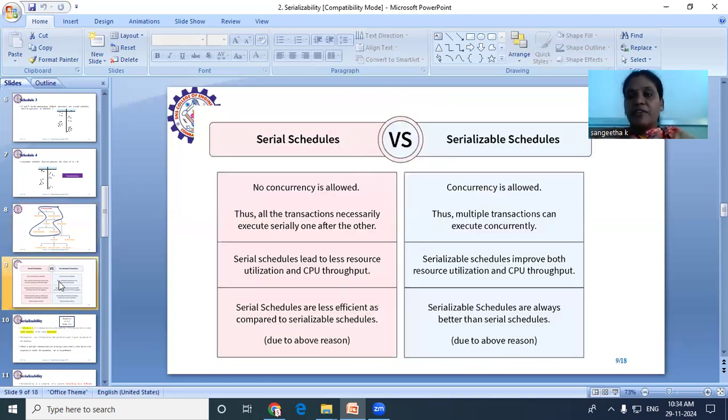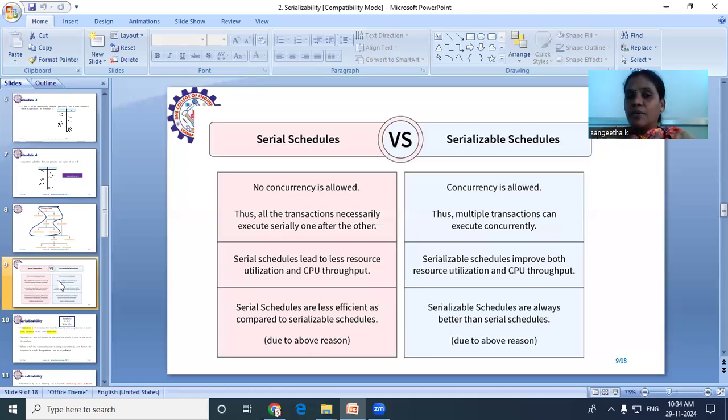Let's differentiate serial schedule and serializable schedule. The serializable schedule comes under the non-serial schedule. The serial schedule strictly does not allow concurrent access, which means no concurrency is allowed. But in a serializable schedule, concurrency is allowed. In a serial schedule, all the transactions necessarily execute one after another, so whichever comes first will execute first. But in a serializable schedule, multiple transactions execute concurrently.